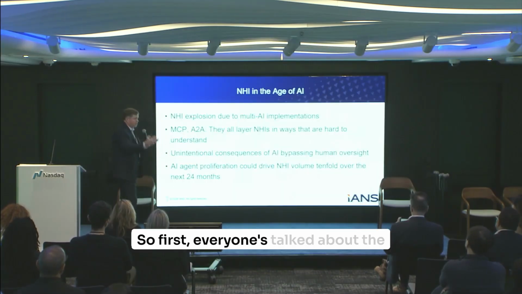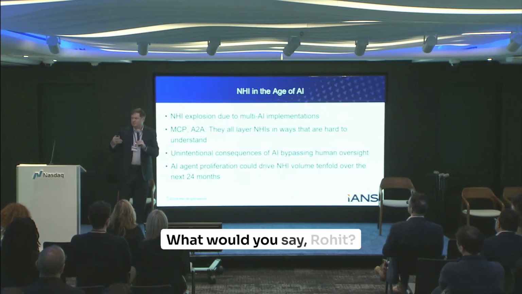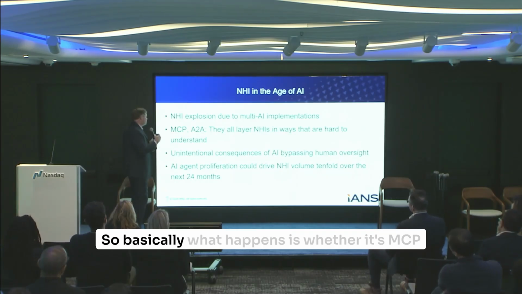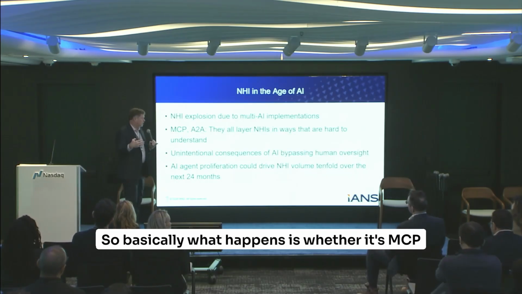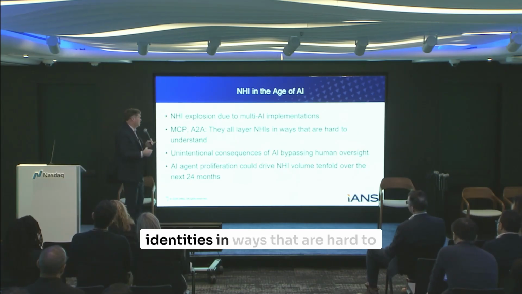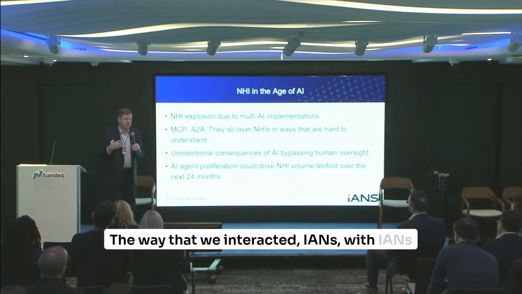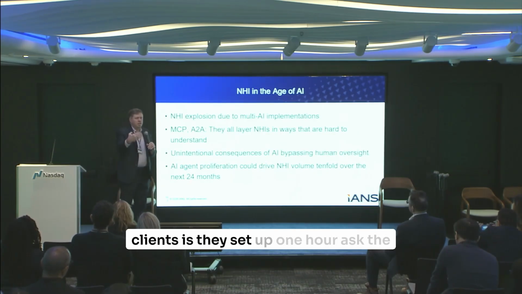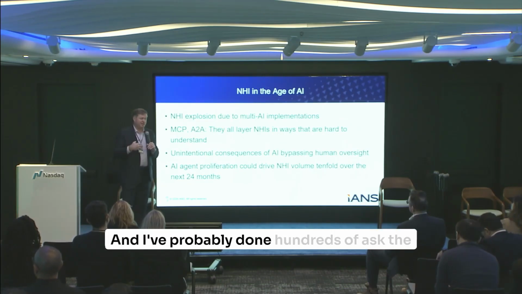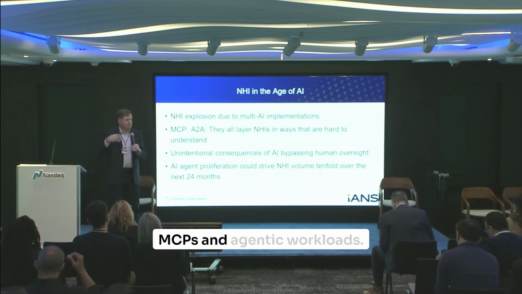So first, everyone's talked about the explosion, whether it's 80 or 4 trillion. What would you say, Rohit? I think 40 trillion. Okay. So basically what happens is whether it's MCP or A2A, they all layer non-human identities in ways that are hard to understand. The way that we interact with IONS clients is they set up 1 hour Ask the Expert calls with us, and they'll say, hey, I've got a question about this. And I've probably done hundreds of Ask the Expert calls over the last 6 months about MCPs and agentic workloads.